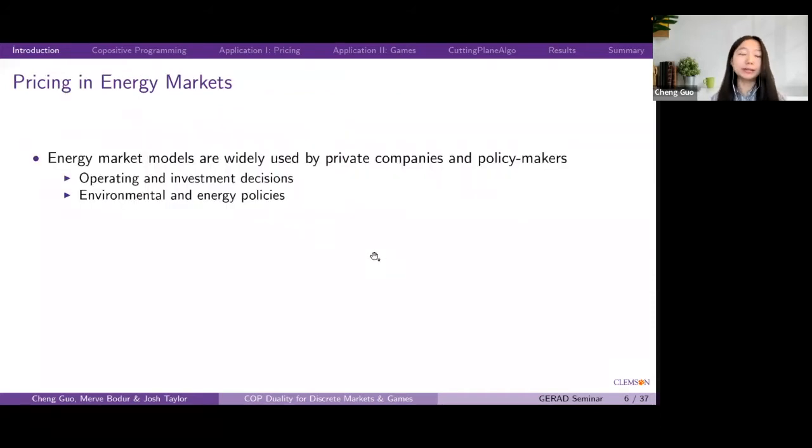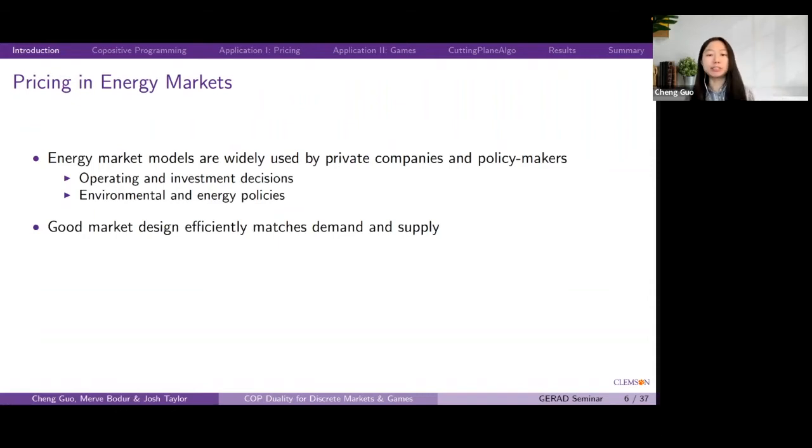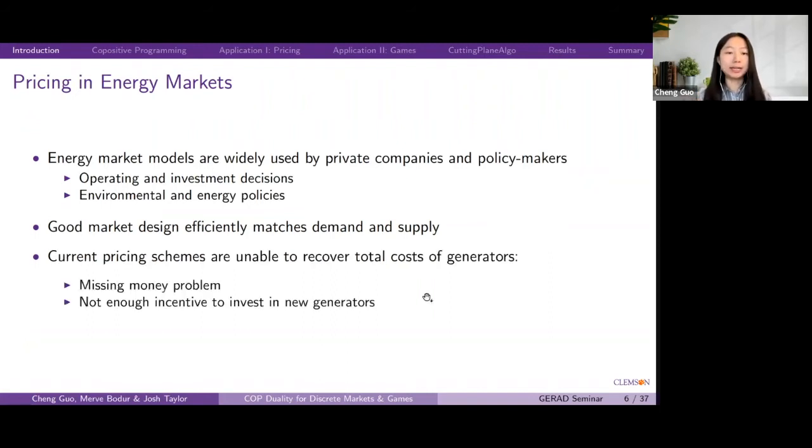And why do we care about pricing in the energy market? We care because energy market models are very widely used by both private companies and policymakers to make operating and investment decisions or environmental and energy policies. If we have a good market design, we should be able to efficiently match demand and supply, and there should be no oversupply or undersupply.